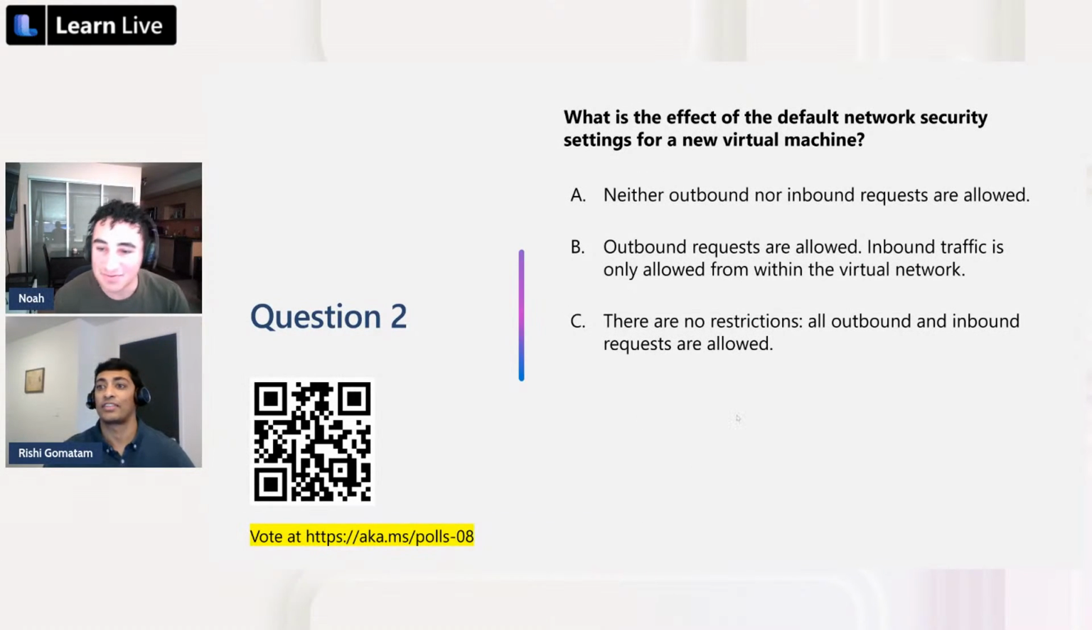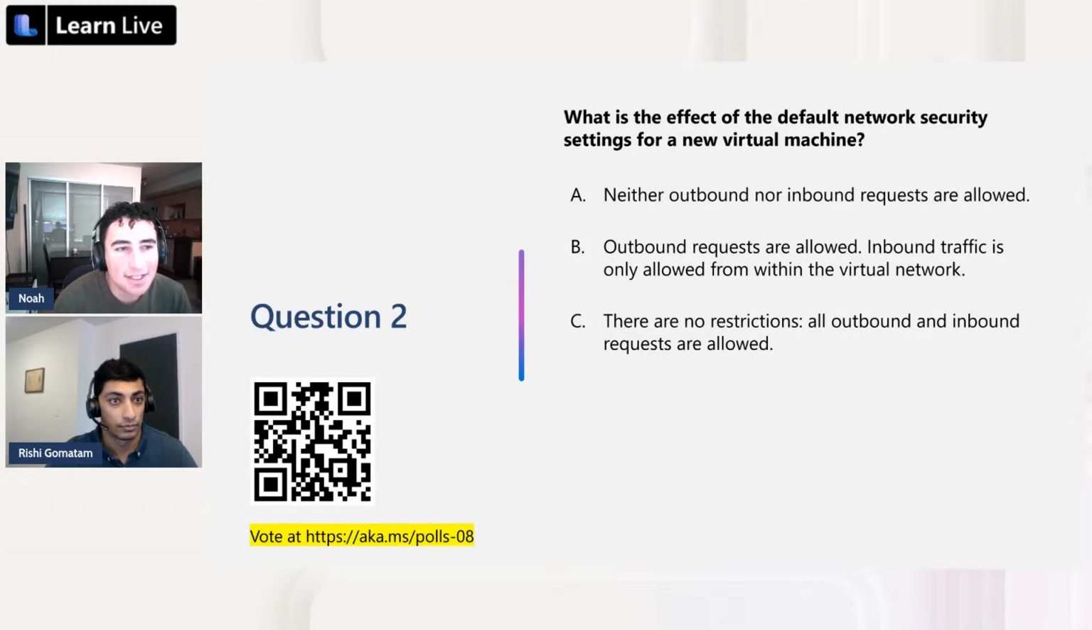Awesome. Okay, so sounds good. So question 2. What is the effect of the default network security settings for a new virtual machine? Is it A, neither outbound nor inbound requests are allowed? Is it B, outbound requests are allowed, inbound traffic is only allowed from within the virtual network? Or is it C, there are no restrictions, all outbound and inbound requests are allowed? So we'll give a few more seconds for everyone to look at the security question. And again, you can find it in the chat as well as at aka.ms/polls-08.